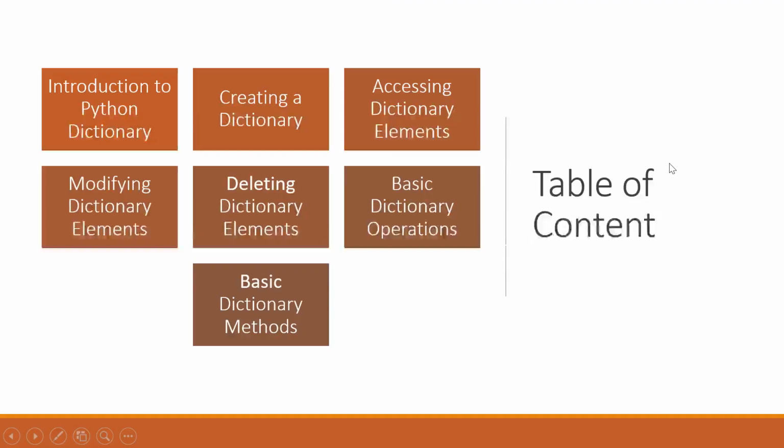So we start off this video by understanding what is a Python dictionary and how we can create it. Then we will discuss some of the basic operations related to it, like how we can access dictionary elements and how we can modify those dictionary elements. After this, we will also discuss how we can delete the dictionary elements or how we can delete the entire dictionary. Then we will discuss some of the common operations that we can perform on dictionary.